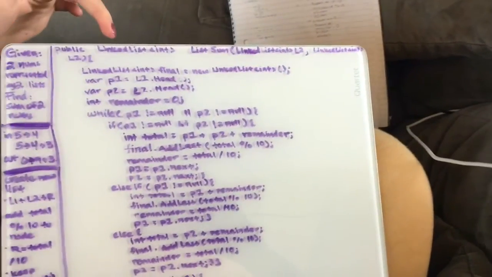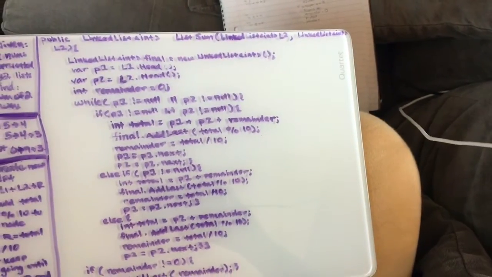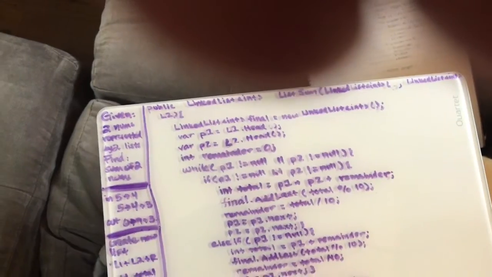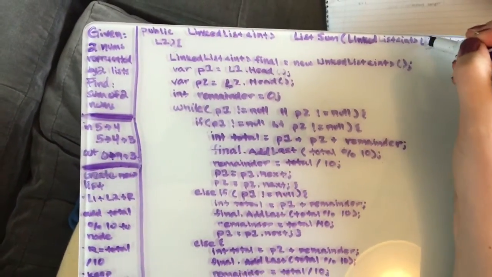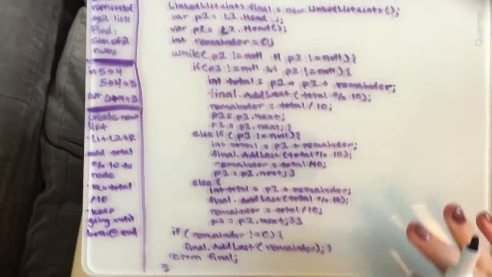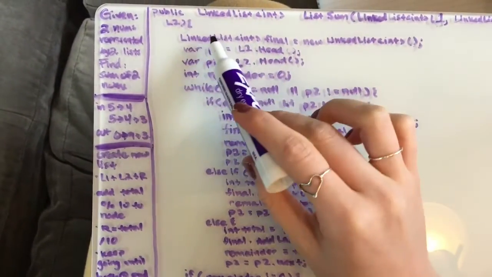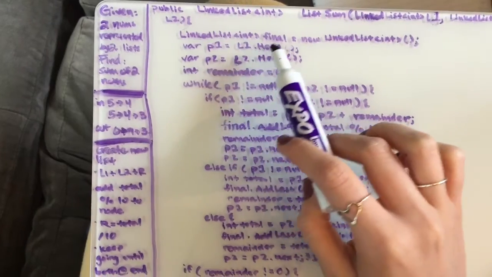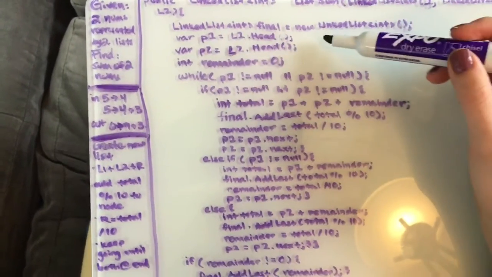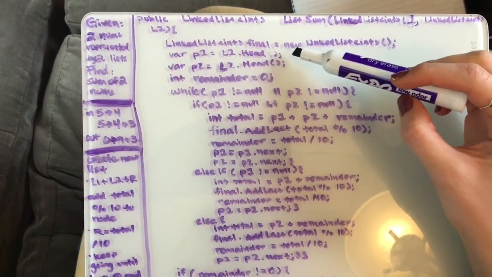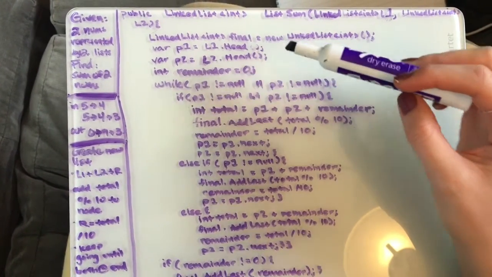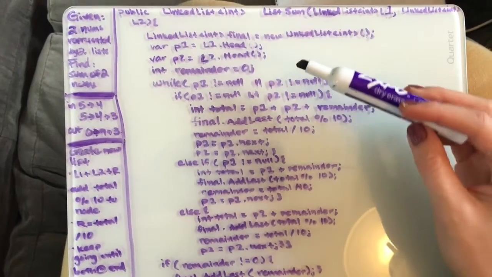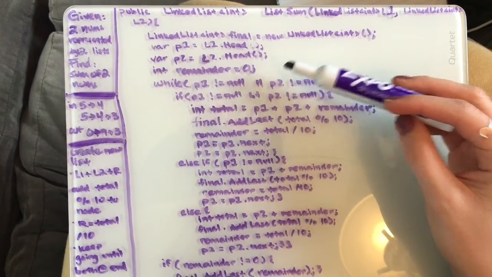Okay, so we are returning a linked list of integers. We are getting a linked list L1 and linked list L2. We're creating a linked list called final. We have a pointer to point to the head that starts at the head of list 1, a pointer that starts at the head of list 2, and a remainder integer.